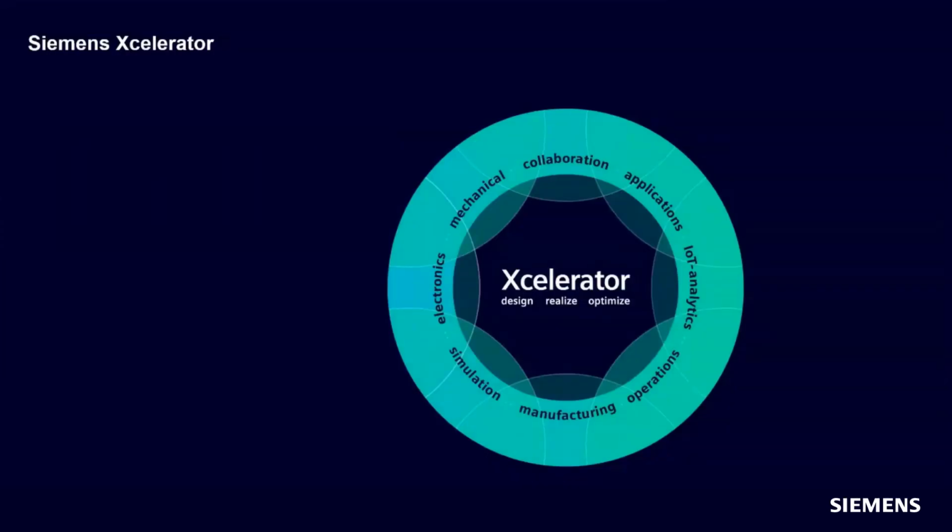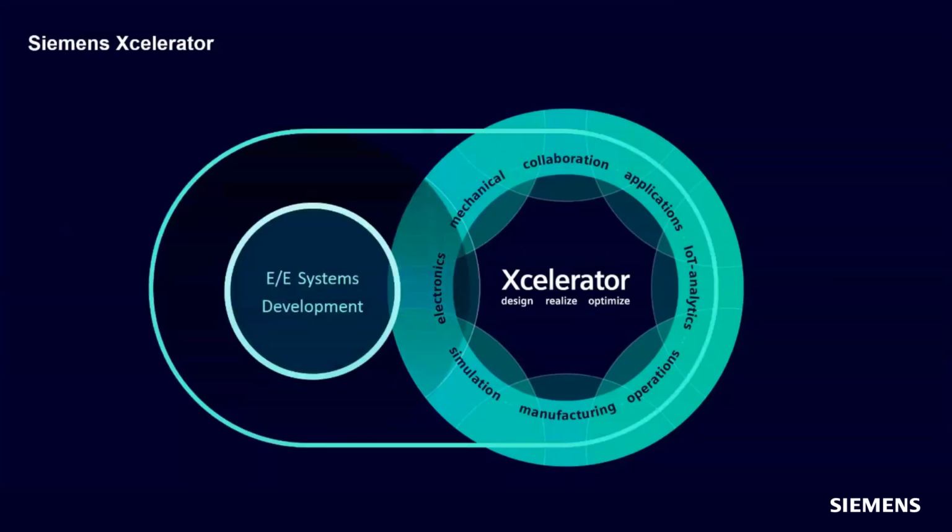So the Xcelerator portfolio provides this best-in-class set of tools and methods for defining that digital twin, taking it all the way from concept through design, through integration and manufacturing of the end product. And Capital is the suite of tools that provides the EE systems environment portion of the Xcelerator portfolio. It's integrated into the overall Xcelerator environment to provide a broad solution to our customers.